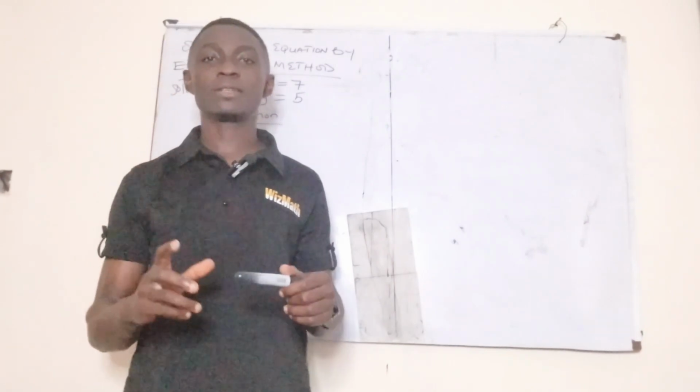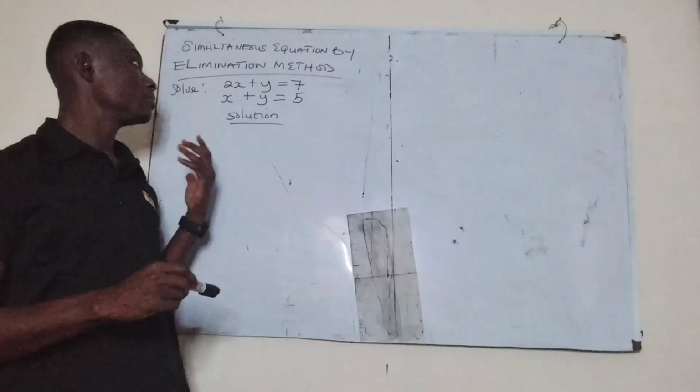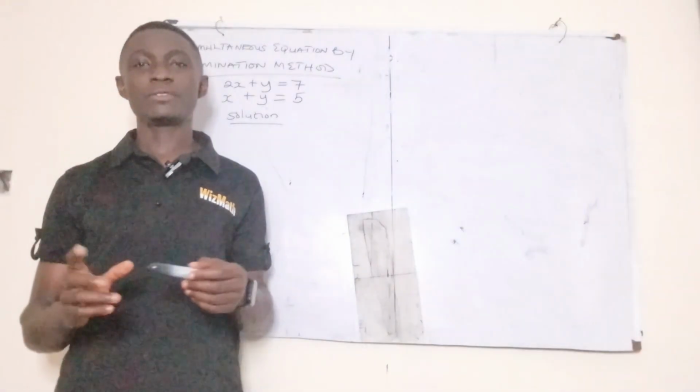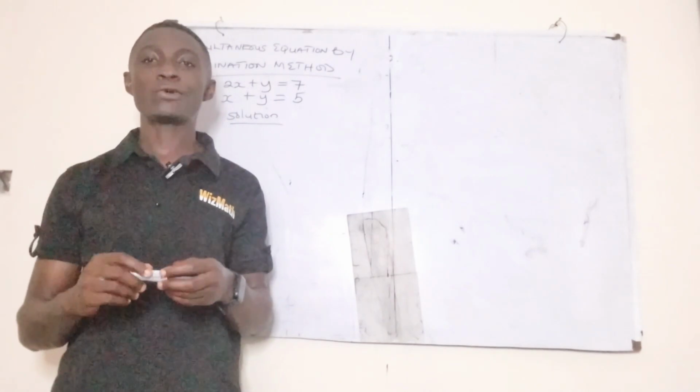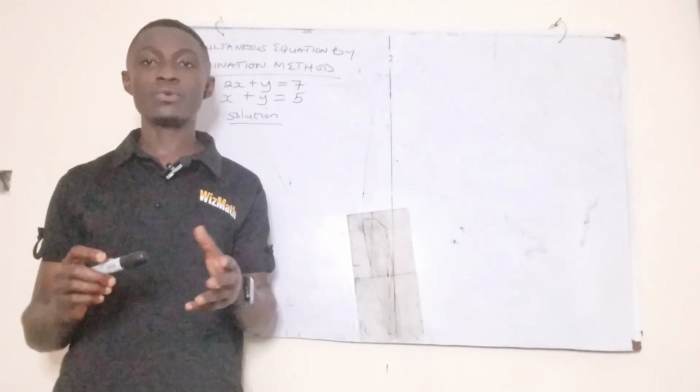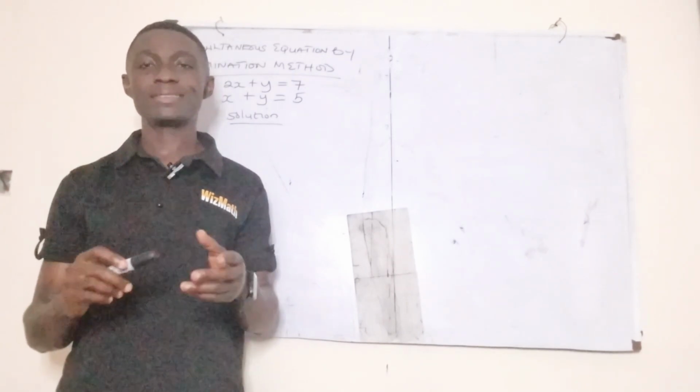Today we'll be looking at solving simultaneous equations by the elimination method. Now, simultaneous equations are a kind of equations that contain two unknowns, usually x and y, and the goal is on how to solve to get the two values of the equation at the same time.